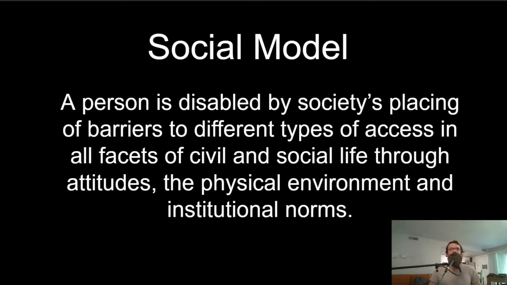So in the social model, a person is disabled by society's placing of barriers to different types of access in all facets of civil and social life, through attitudes, the physical environment, and institutional norms. Okay, so there's quite a lot to unpack, but let's do it.